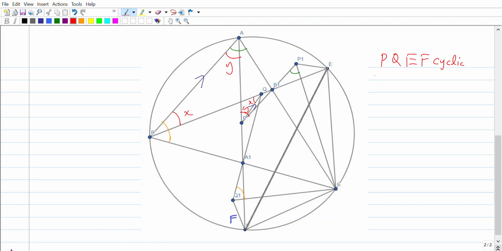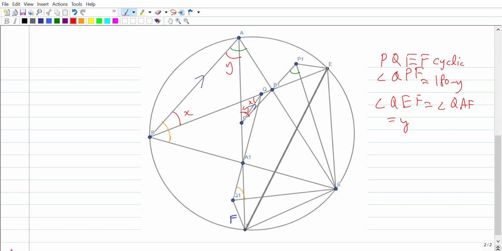The proof of this is very simple. We just notice that angle QPF equals 180 minus Y as a straight line over here, and then we notice that angle QEF is subtended by arc BF, which means that it is equal to angle QAF, which is equal to Y. So now the two opposite angles in this quadrilateral sum to 180, which means that it's cyclic.